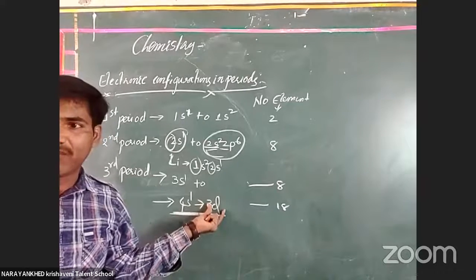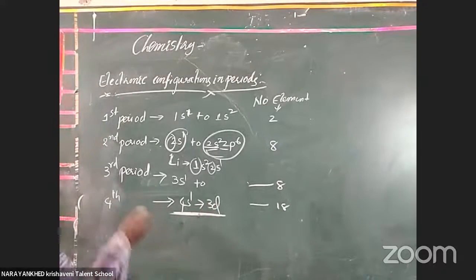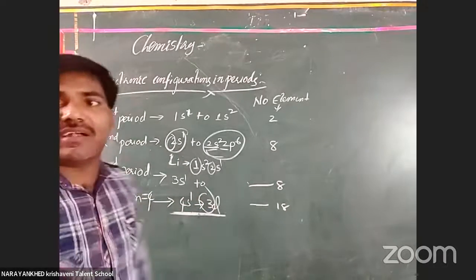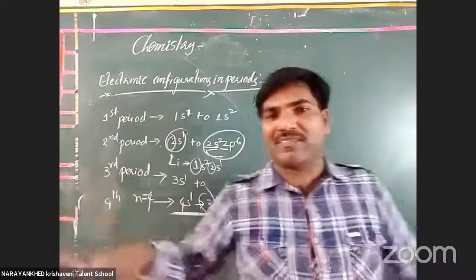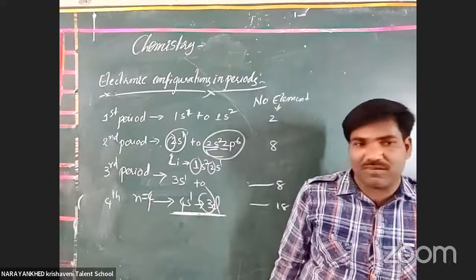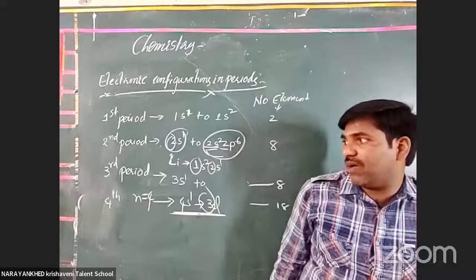Okay, understood or not? n is equal to what here? 4. But there is a third orbit also contained in this period. That's why those elements are called transition elements according to the periodic table. Got it? And next one is the fifth period.